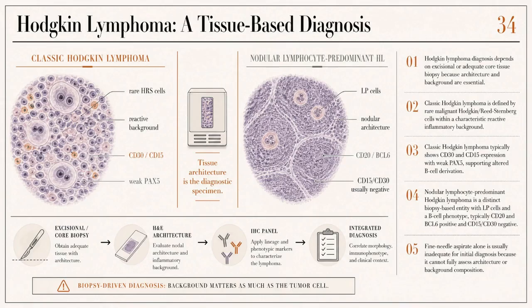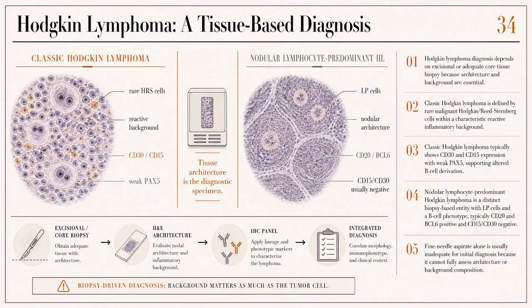Classic Hodgkin lymphoma, or CHL, comprises the majority of cases and is distinguished histologically by the presence of Reed-Sternberg cells. These large, often binucleated or multinucleated cells are embedded within a heterogeneous reactive inflammatory background, which includes a mixture of lymphocytes, eosinophils, plasma cells, and histiocytes. The lymph node architecture in CHL is typically partially effaced, but not completely obliterated, a feature that can be subtle and requires high-quality histologic sections to appreciate.